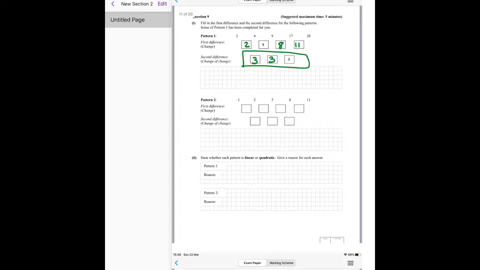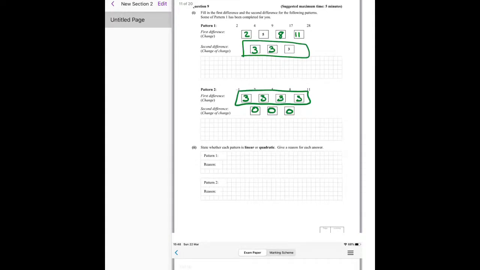Now we look at the next pattern. It goes minus 1, 2, 5, 8, and 11. So minus 1 to 2, that's an increase of positive 3. 2 to 5 is an increase of 3. 5 to 8 is an increase of 3. And 8 to 11 is an increase of 3. And the second difference is, well, there's no difference because the first difference was constant.